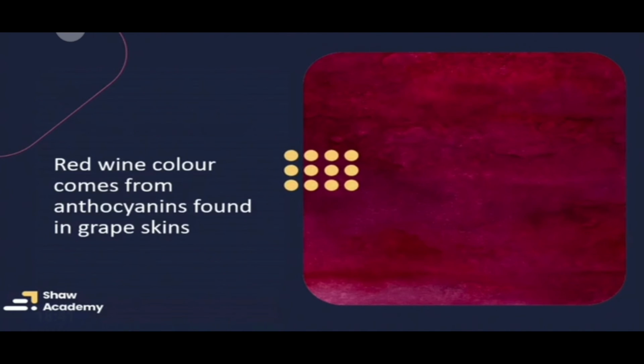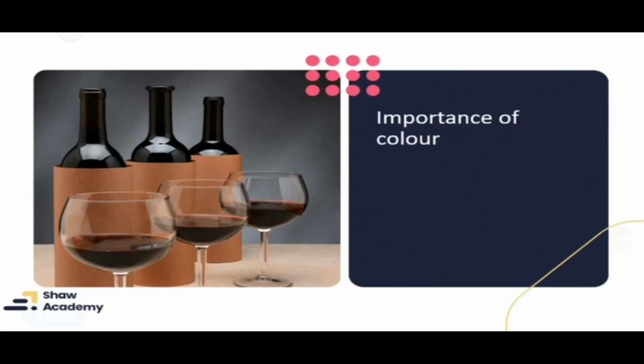We know that red wine gets its color from anthocyanins, which are compounds located in the skin of the grape. This color is extracted during maceration, and it binds to tannins and forms a stable pigment at wine pH.